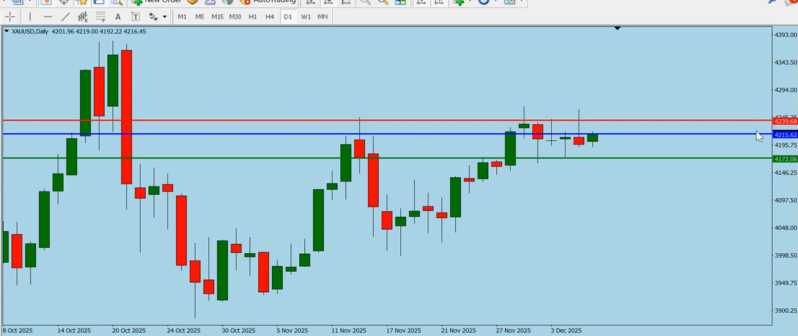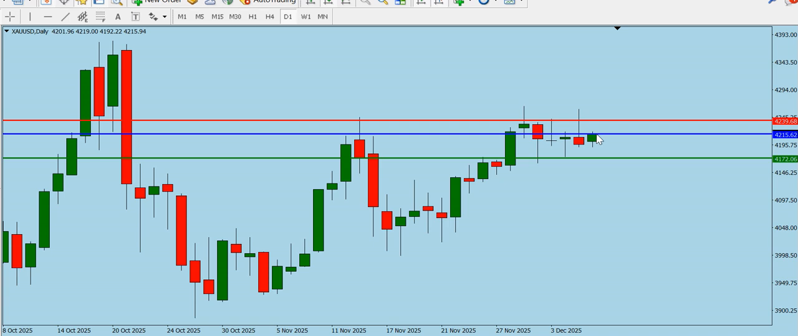Now this blue line at 4215.62 is my pivot line. Price opened below the pivot line, working with the daily chart. Price opened below the pivot line, and price has now risen up to where the pivot line is.